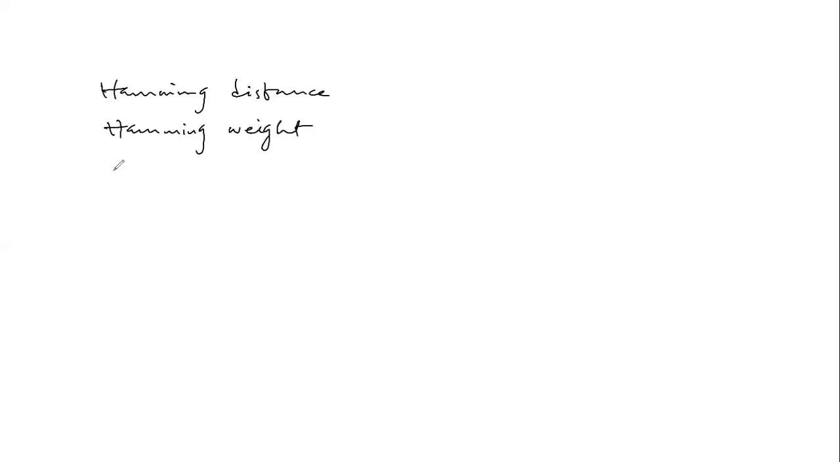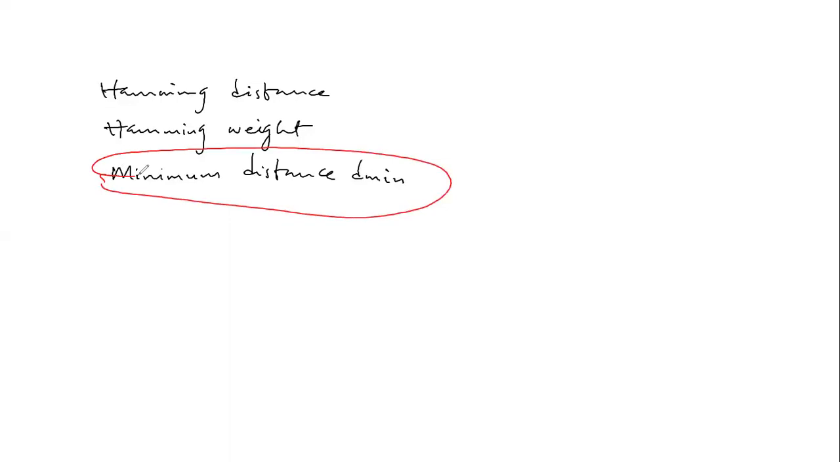Then we'll now talk about the minimum distance. Now, this minimum distance is an important metric when it comes to error correction codes. Okay, so when we say Hamming distance, what do we mean?